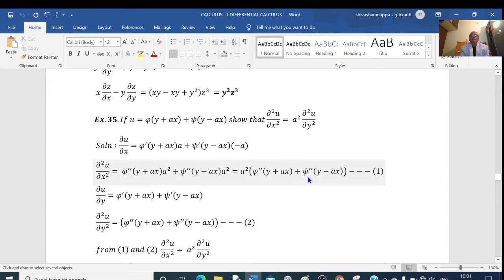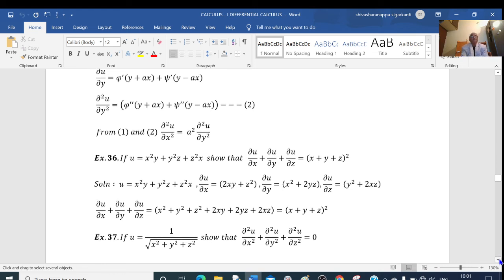Okay. Now if we consider 1, ∂²u/∂x² is equal to a² into this. But this is nothing but our ∂²u/∂y². Okay. So that is ∂²u/∂x² is equal to a² into ∂²u/∂y². This is the required equation.